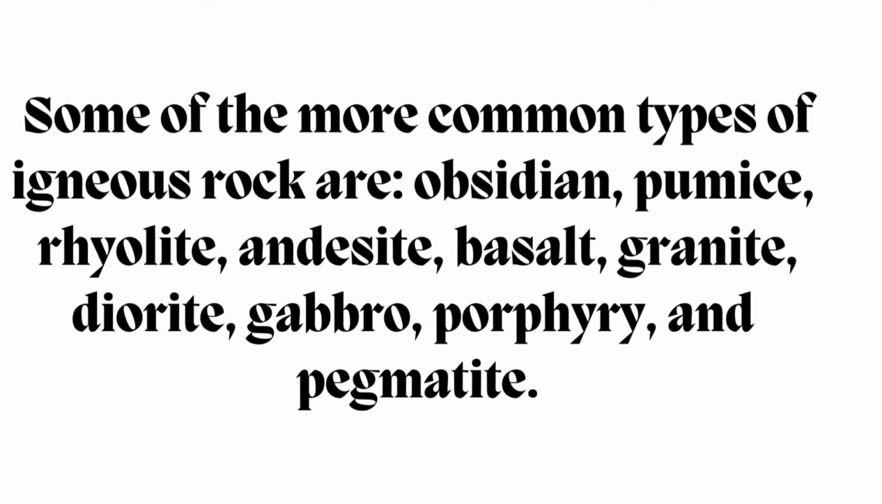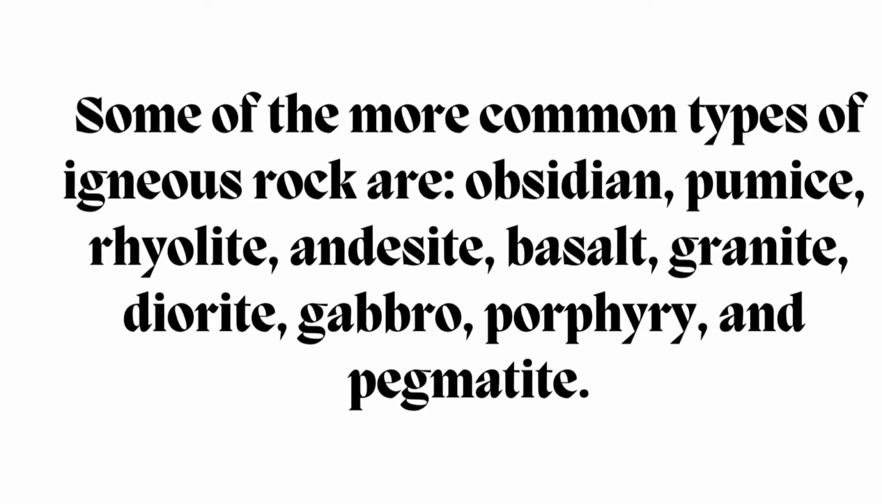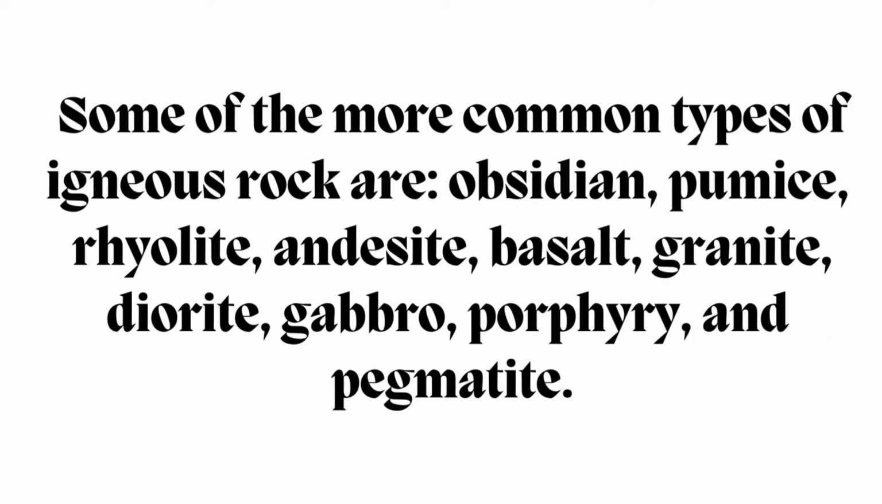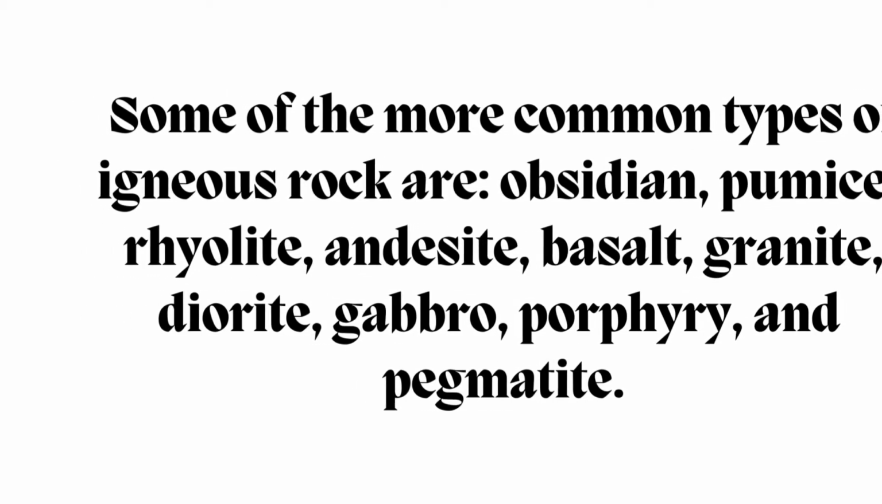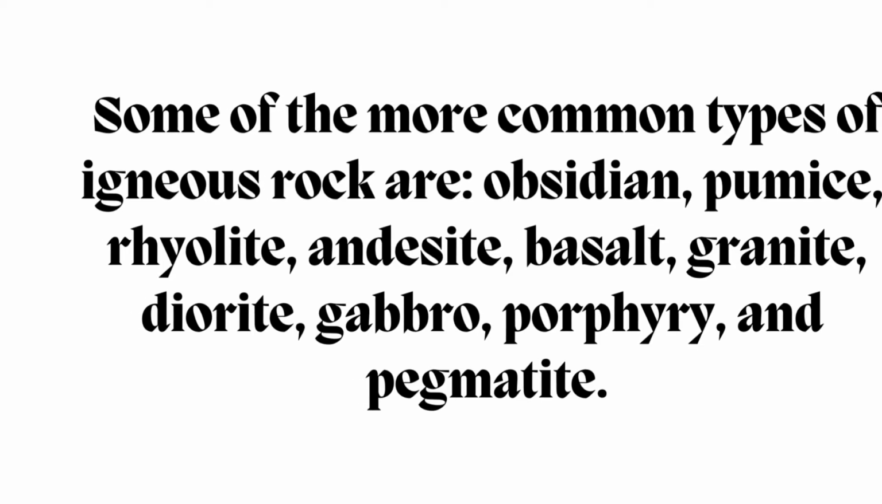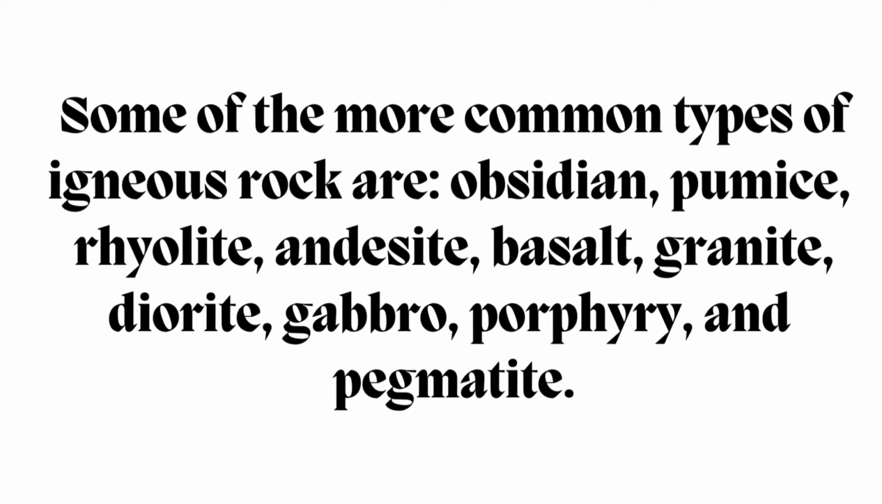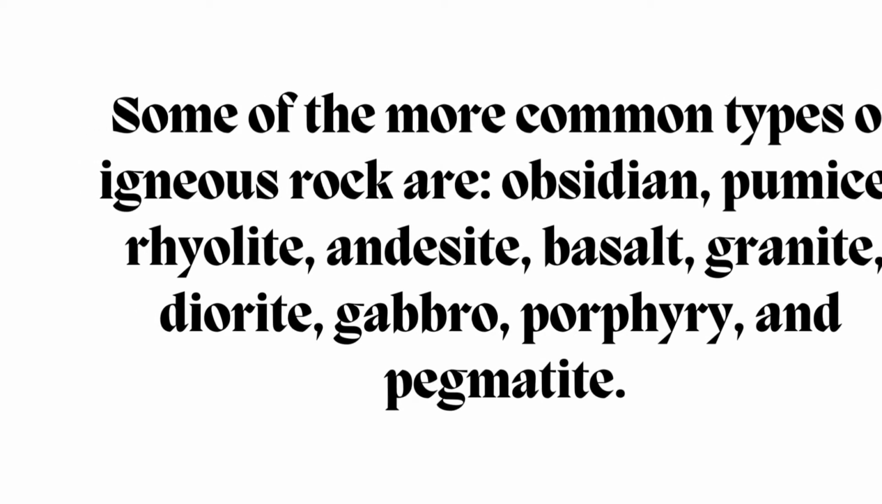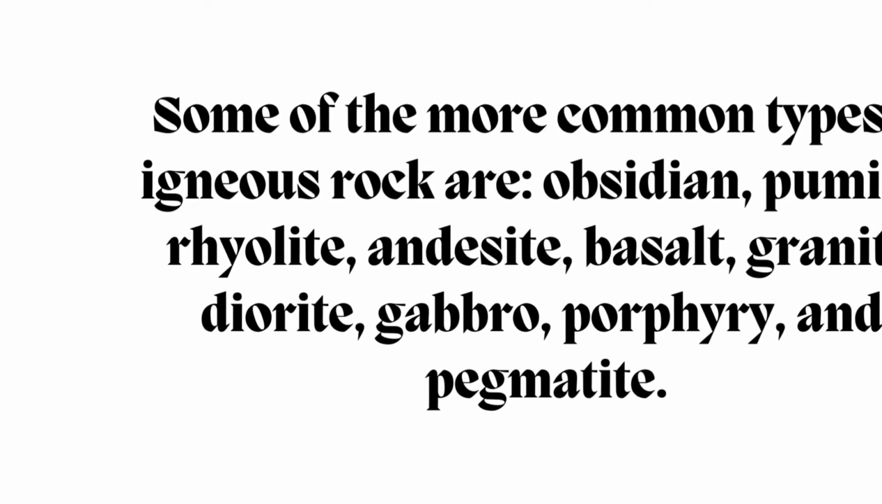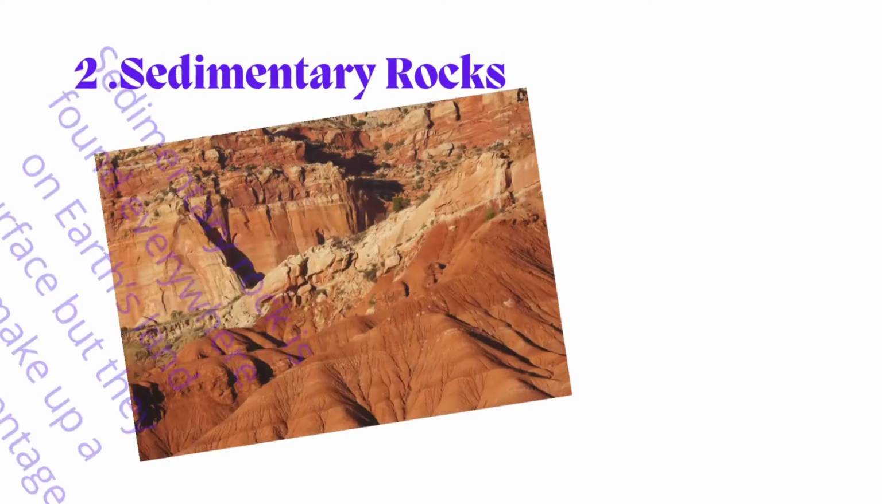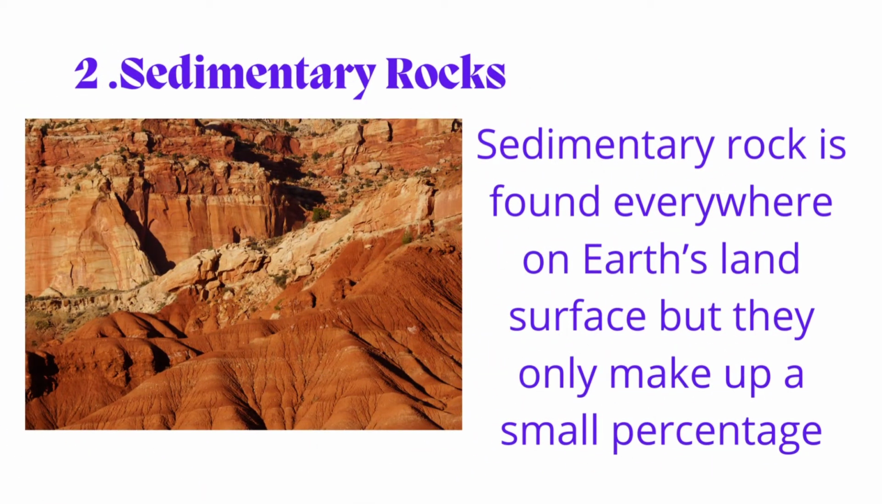Some examples of igneous rock, you can see them. We have obsidian, pumice, rhyolite, andesite, and basalt. Say basalt. We have granite, diorite, gabbro, porphyry, and pegmatite. All these are examples of igneous rock.